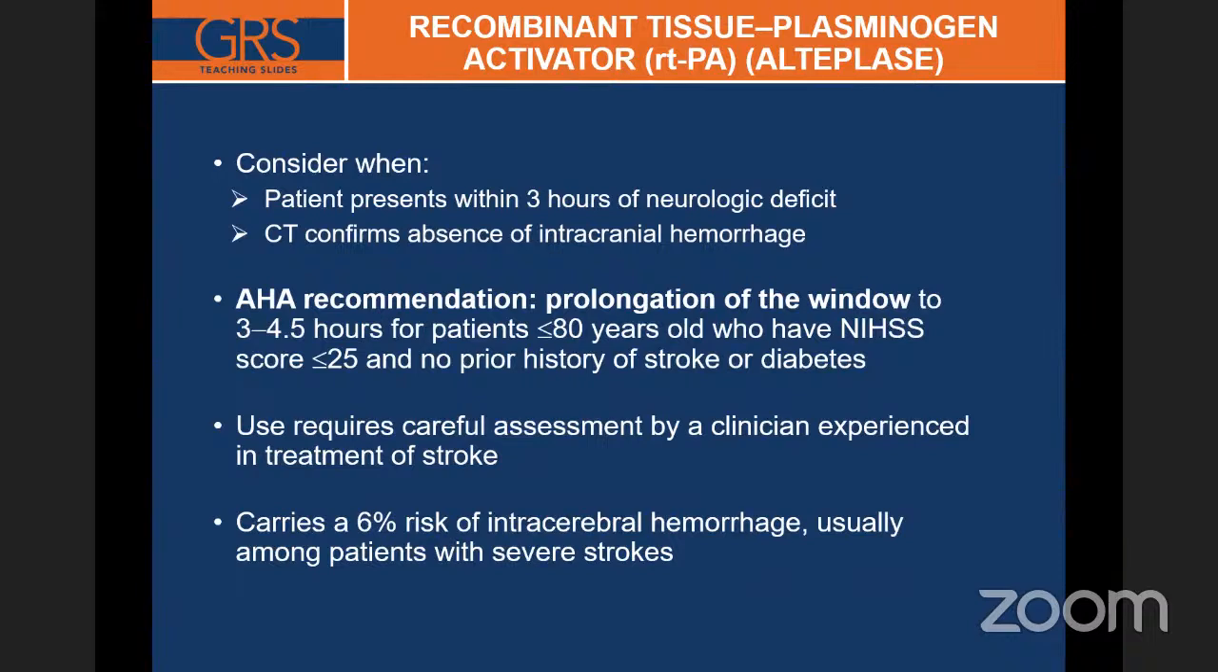We should require careful assessment by a clinician experienced in treatment of stroke. So we give alteplase after we rule out hemorrhage. We should carefully assess this patient in order to weigh the risk and benefit of giving alteplase. For the patient at risk of hemorrhage, we should not give alteplase. It carries a 6% risk of intracerebral hemorrhage, usually among patients with severe strokes.